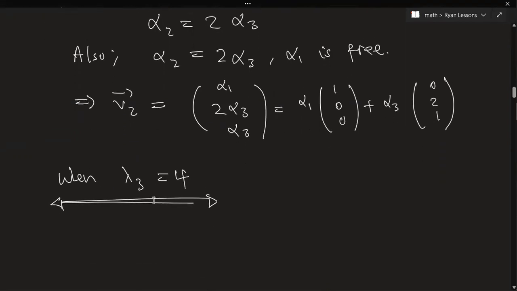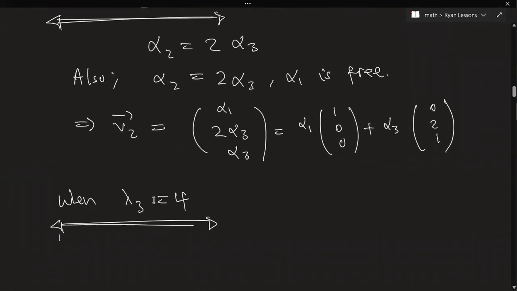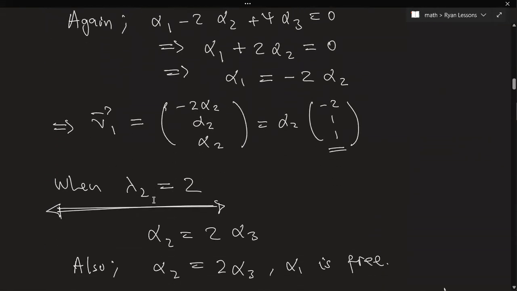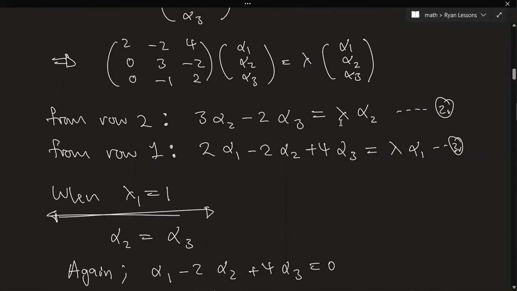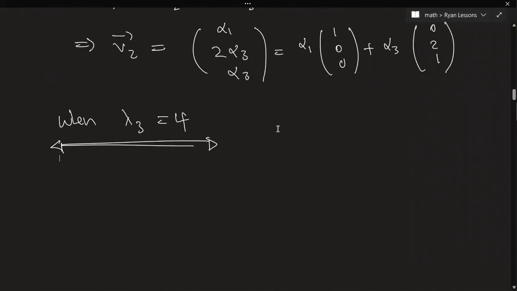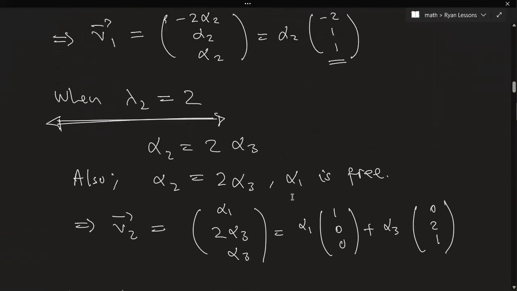So when lambda 3 is equal to 4, what happens now? We go there to our system. So here now the value is 4. When this is 4, I can take 3 this side to come this side so that I have 4 minus 3, which will give me just lambda 2. So I'll have alpha 2 is equal to negative 2 alpha 3.